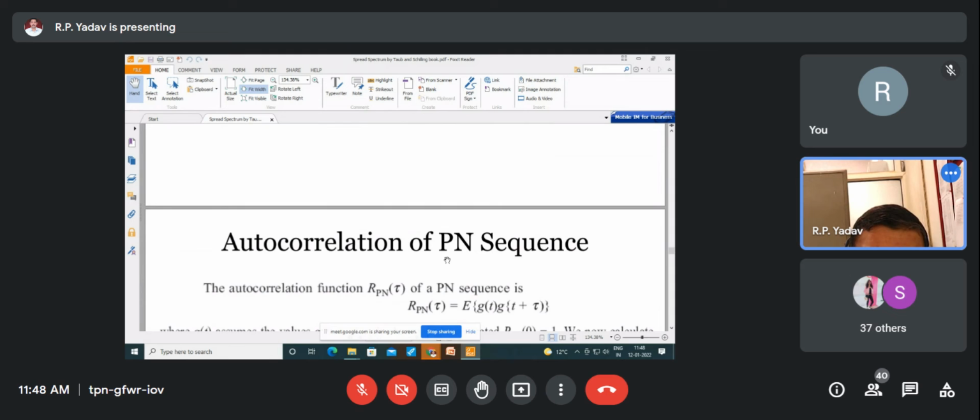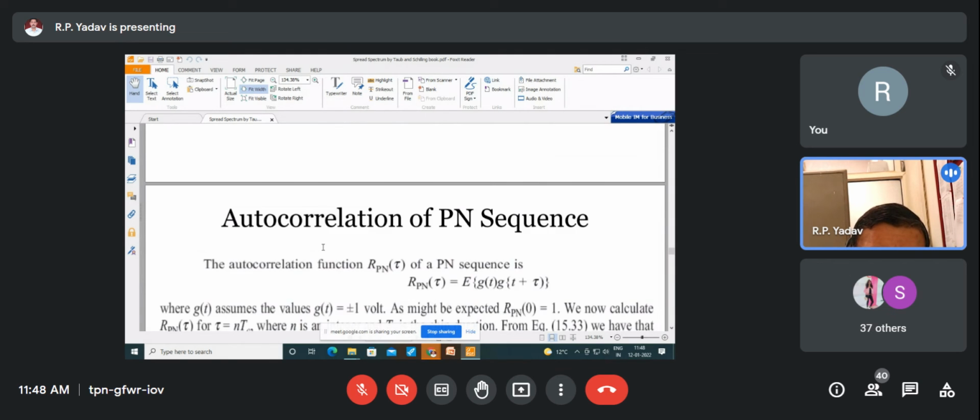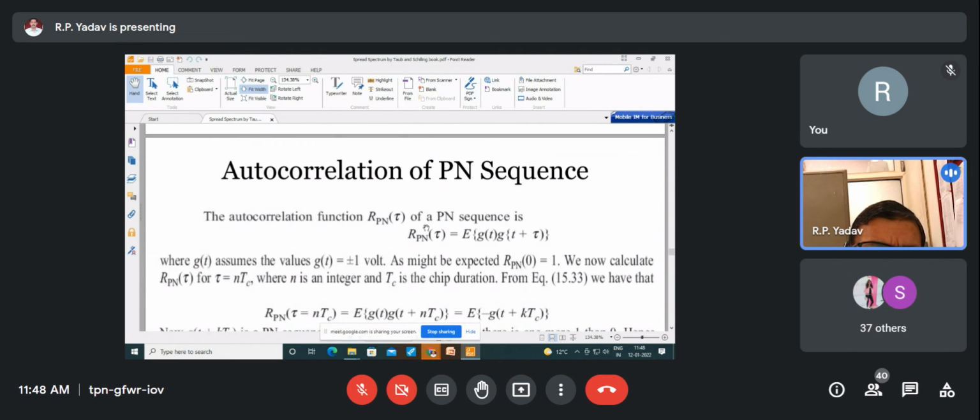As I said earlier, the whole spread spectrum is based upon autocorrelation. So what is the autocorrelation function R_PN(tau) of a PN sequence? A signal g(t) correlated with a signal delayed by tau. I think no student should have any problem with this expression, where g(t) assumes the values plus or minus 1 volt. As might be expected, R_PN(0) should be equal to 1, because the autocorrelation value is maximum at 0. Understand? I think all of you know about it.